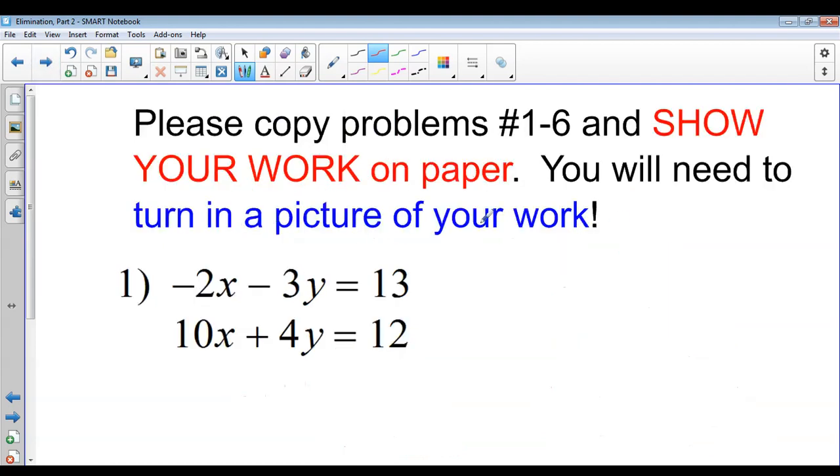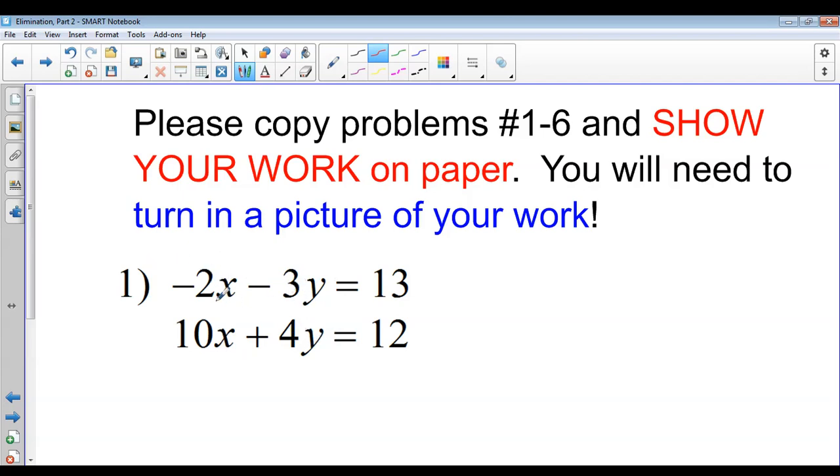All right. So now this is where you're going to copy the problems down, and you are going to follow along with me, and at the end, turn in a picture of your work. So here, I'm going to walk you through them. All right. So you have a choice. You can make the y's cancel out, but that's going to be hard to do in one move, right? Because you can't turn 3 into a 4 or a 4 into a 3 very easily.